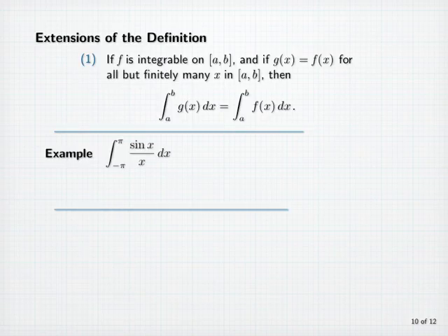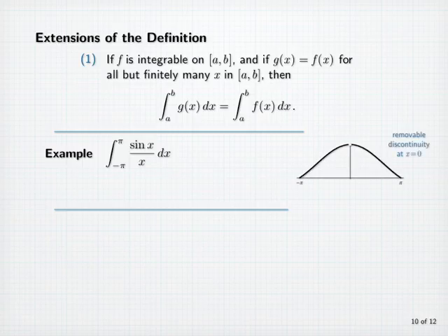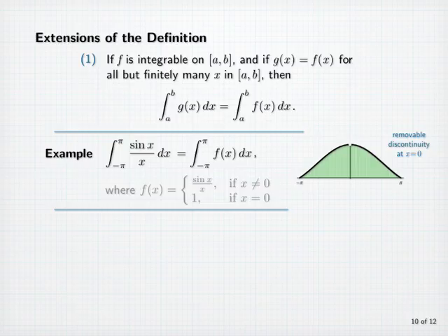For example, consider the integral from minus pi to pi of the function sine x over x. This function is undefined at x equals 0, but recall that its limit as x approaches 0 is equal to 1. Here's the graph of the function. It has a removable discontinuity at x equals 0. So it is equal to a continuous function on the interval, except at x equals 0. So this integral is understood to be the integral over the same interval of the function f of x, where f of x is equal to sine x over x if x isn't 0, but equals 1 if x equals 0. So what we're doing is essentially removing the discontinuity and integrating the resulting function.